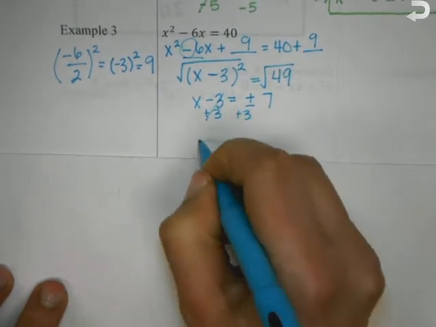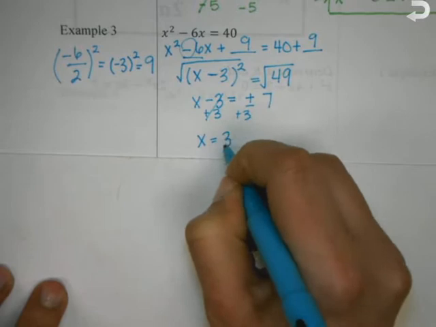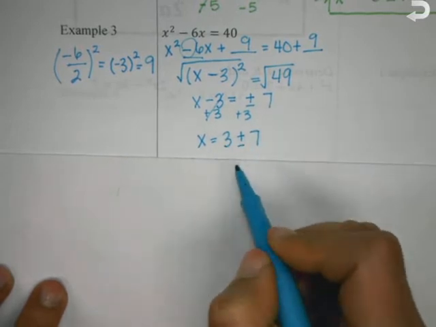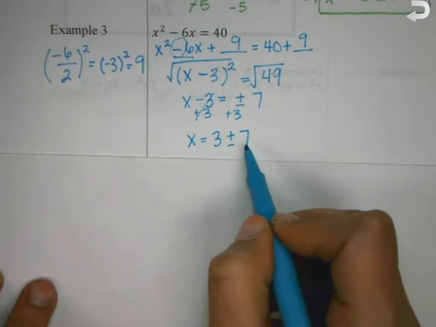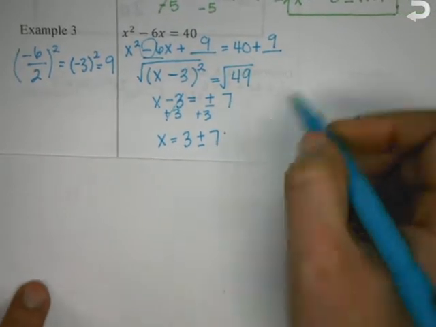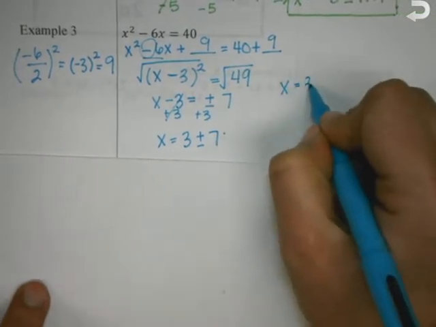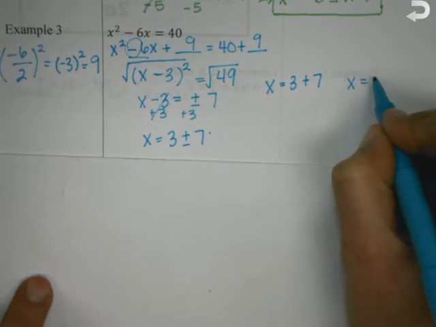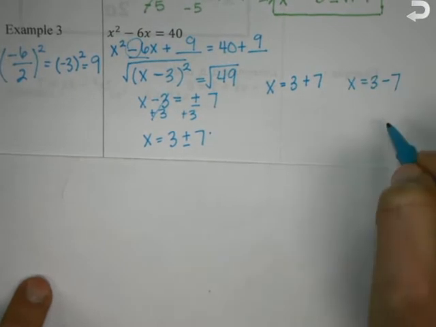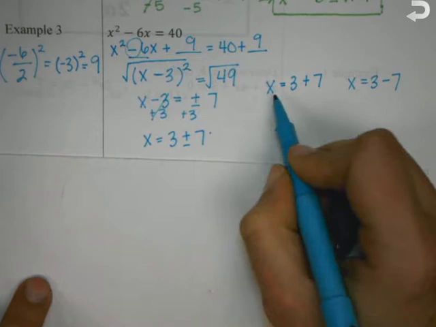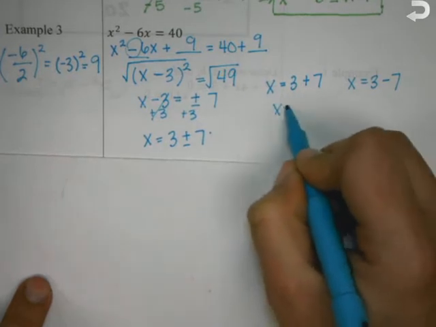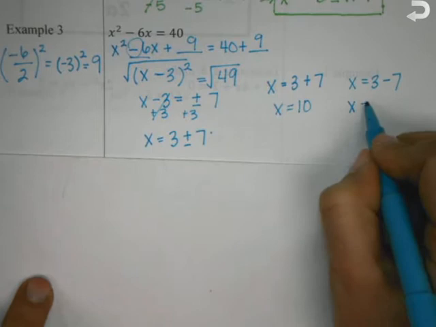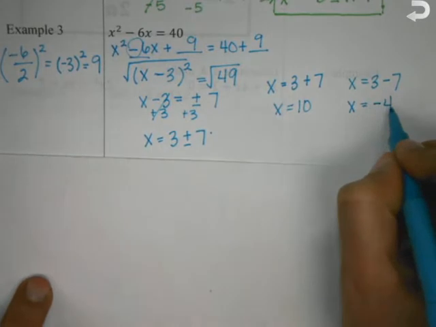Now I can actually go further with this because both of these are integers. So this is giving me two equations here. x equals 3 plus 7 and x equals 3 minus 7. Okay? So if x equals 3 plus 7, then x equals 10. And if x equals 3 minus 7, x equals -4. So I also have two answers here, +10 and -4.